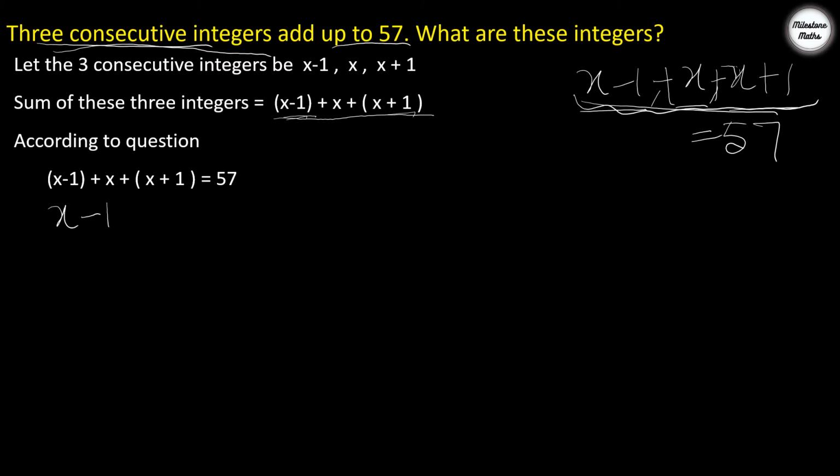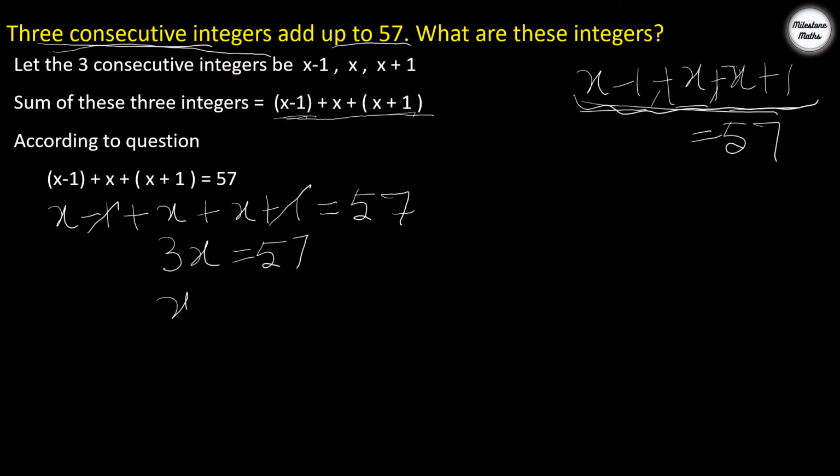So now we'll solve it. First we will open the bracket. For this algebraic equation, always solve one step at a time, because otherwise with a few plus and minus symbols, when you do it directly, there are chances of mistakes, right? So this minus 1 and plus 1 will give you 0. So now we have 3x equals 57.